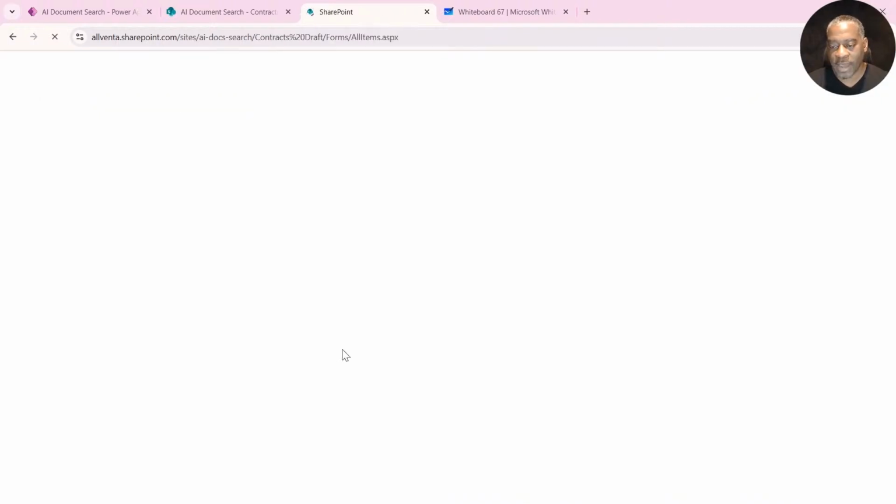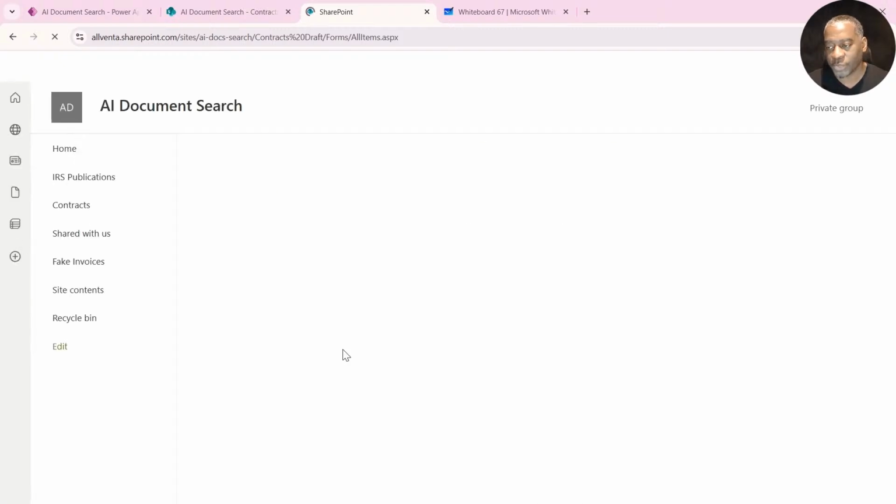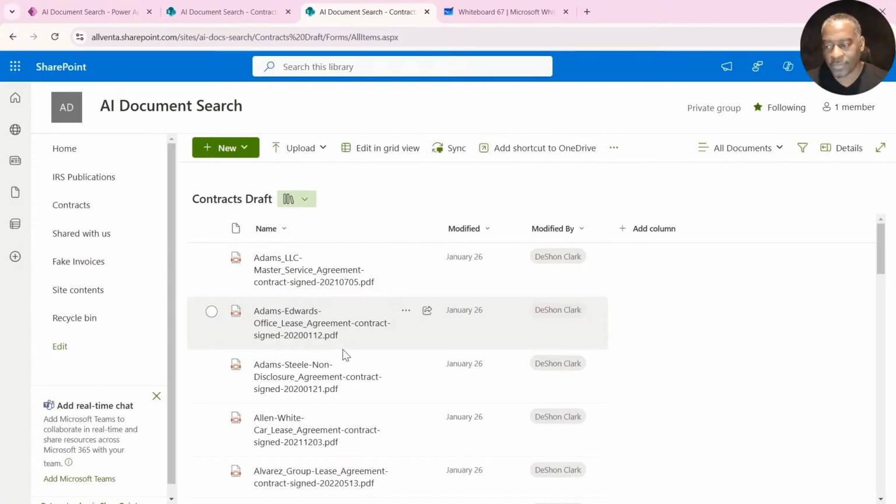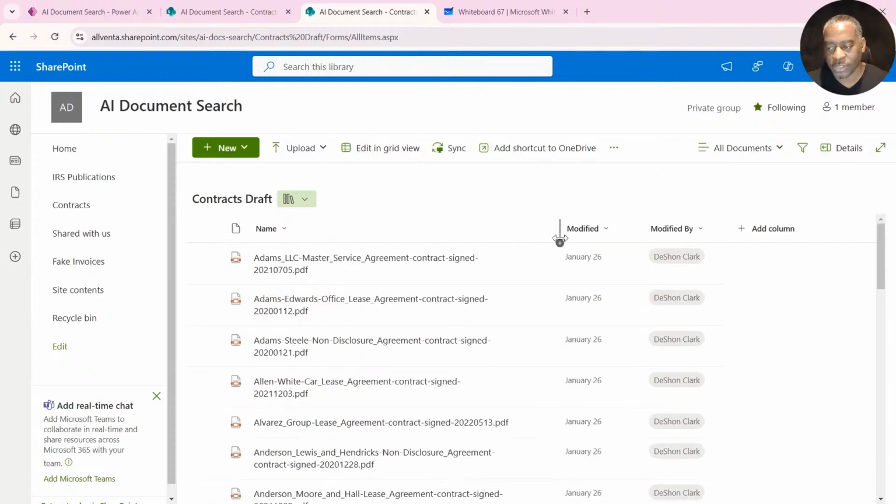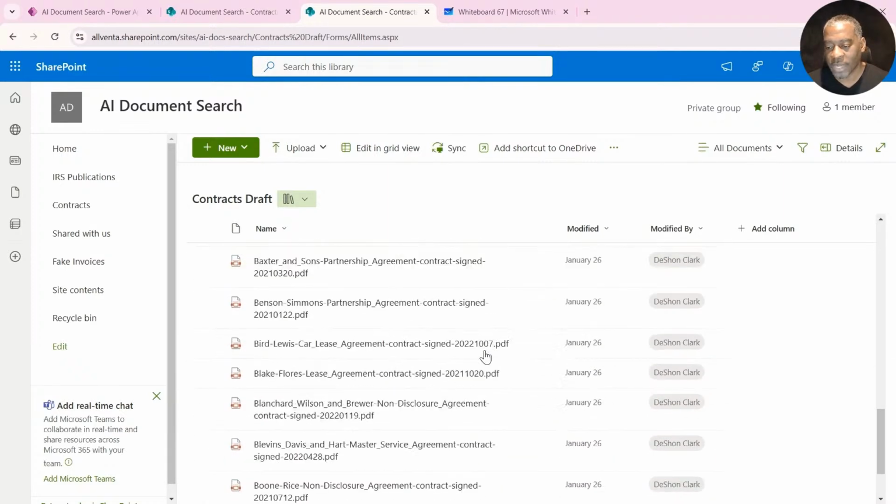If I click on draft, these 600, and this is probably for a smaller to medium-sized organization. You can see how this would be exponentially more depending on the size of the organization and the type of business that you're in. So these have all types of contracts. These are master service agreements. You can see this is an office lease agreement, a non-disclosure, and so on and so forth.